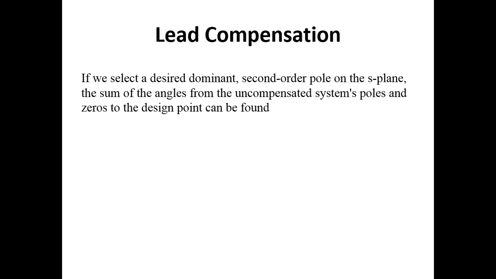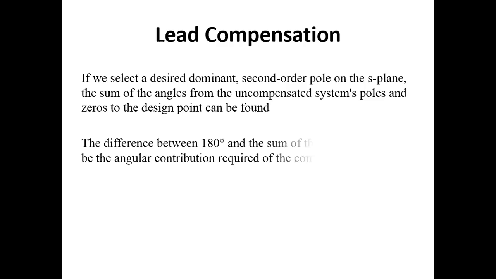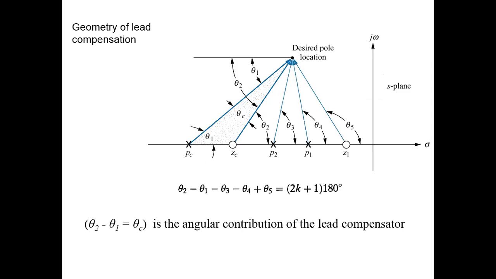If we select a desired dominant second order pole on the S-plane, the sum of angles from the uncompensated system's poles and zeros to the design point can be found. The difference between 180 and the sum of angles must be the angular contribution required for the compensator.